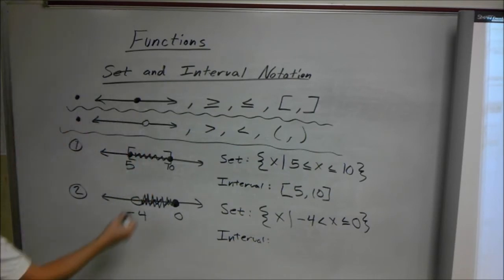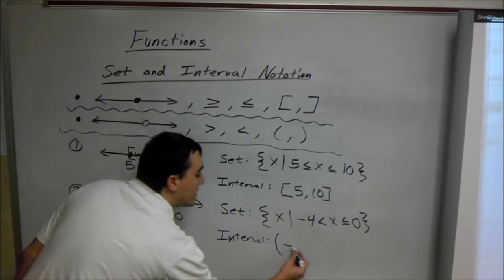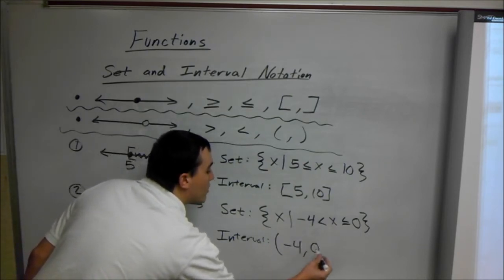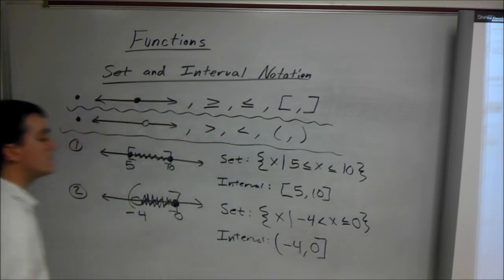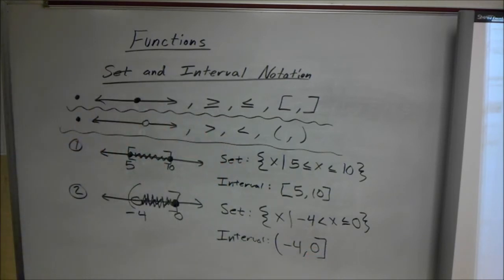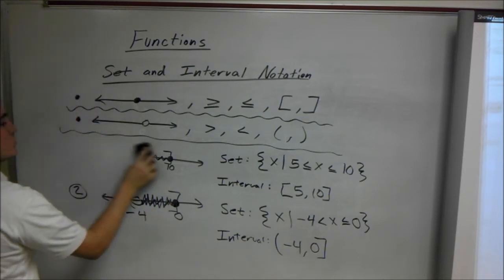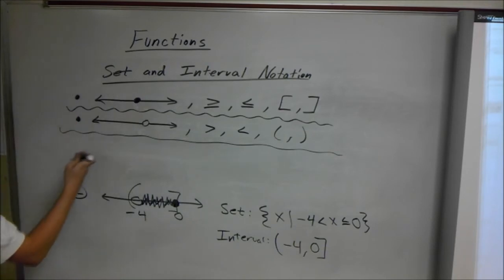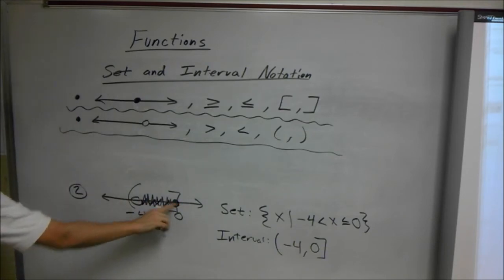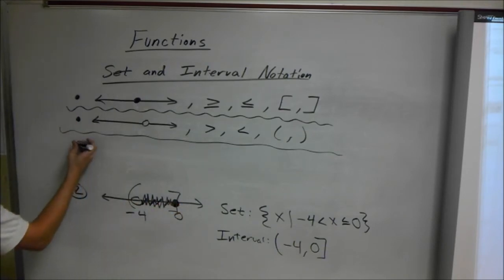Since it's an open circle, we're using a parenthesis. So parenthesis -4 to 0 with a bracket, because it's a closed circle. One more type of example with just one-dimensional lines, that's left or right.